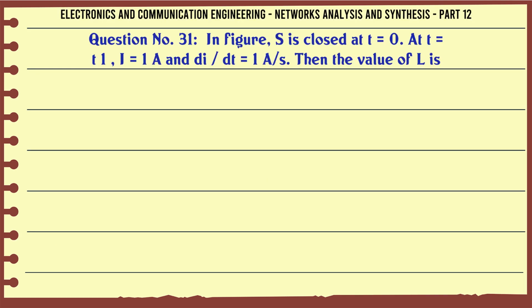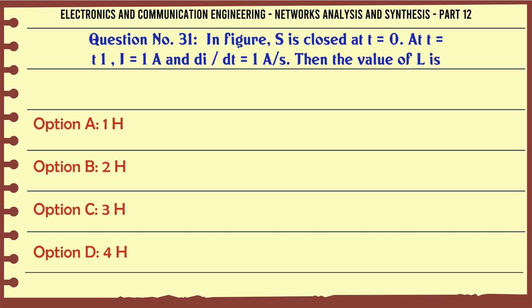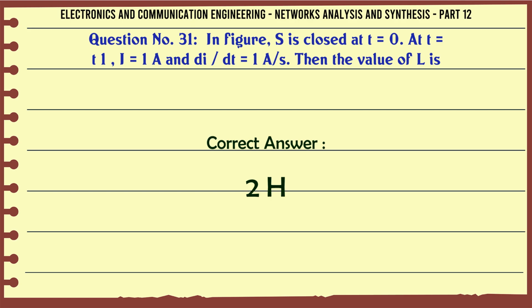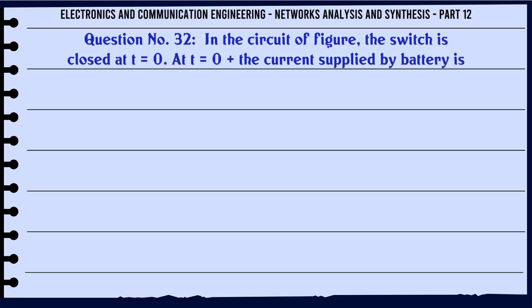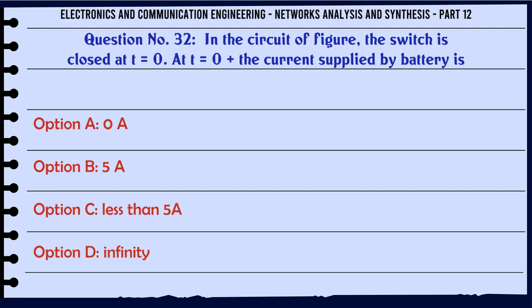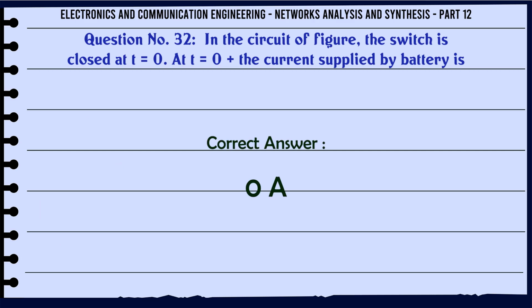In the figure, S is closed at t = 0. At t = 1, i = 1 A and di/dt = 1 A/s. Then the value of L is A) 1 H, B) 2 H, C) 3 H, D) 4 H. The correct answer is 2 H. In the circuit of the figure, the switch is closed at t = 0. At t = 0+, the current supplied by the battery is A) 0 A, B) 5 A, C) less than 5 A, D) infinity. The correct answer is 0 A.